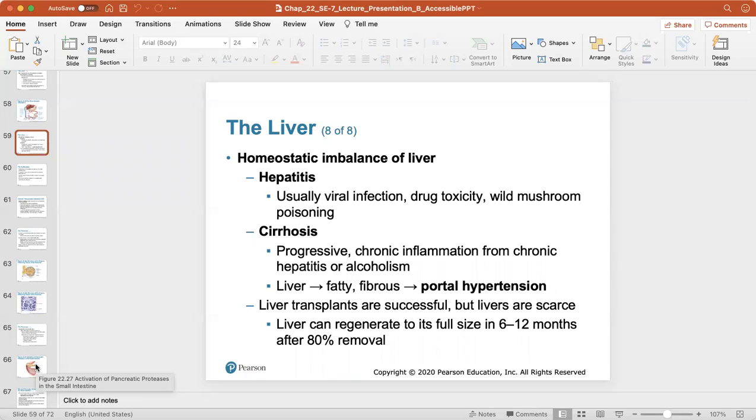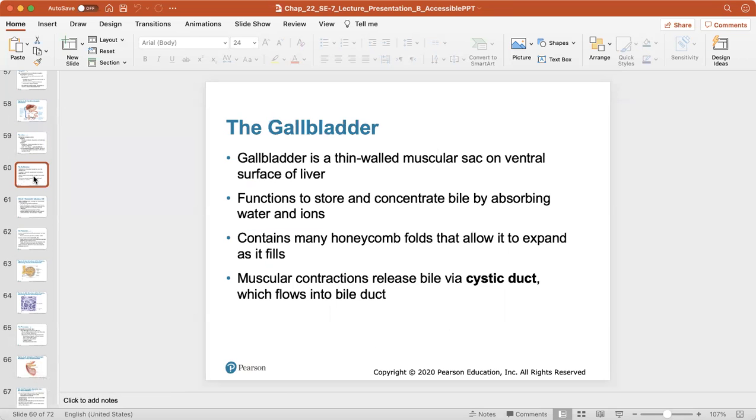Liver transplants can be successful, but they're very scarce. The liver can regenerate, so it's one of the few organs that can regenerate to its full size in about 6 to 12 months after 80% is removed.